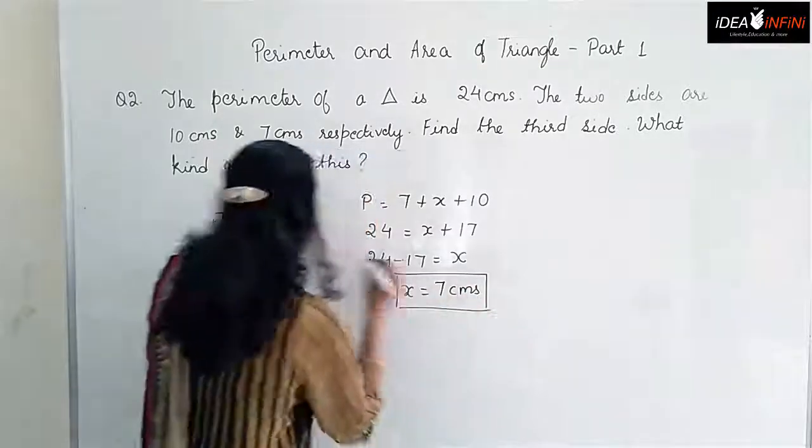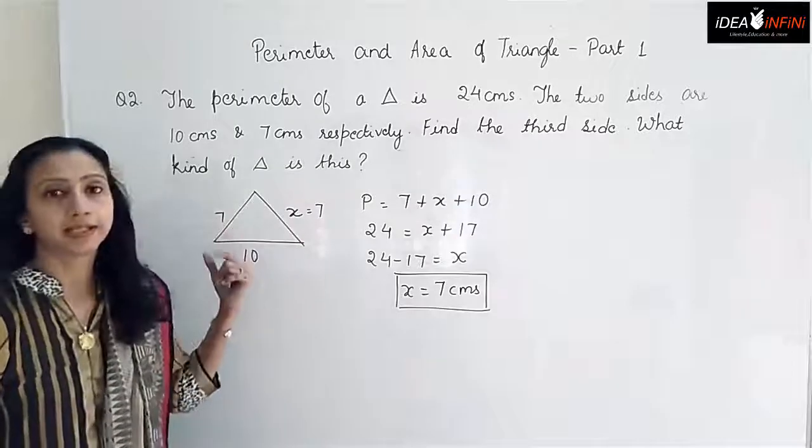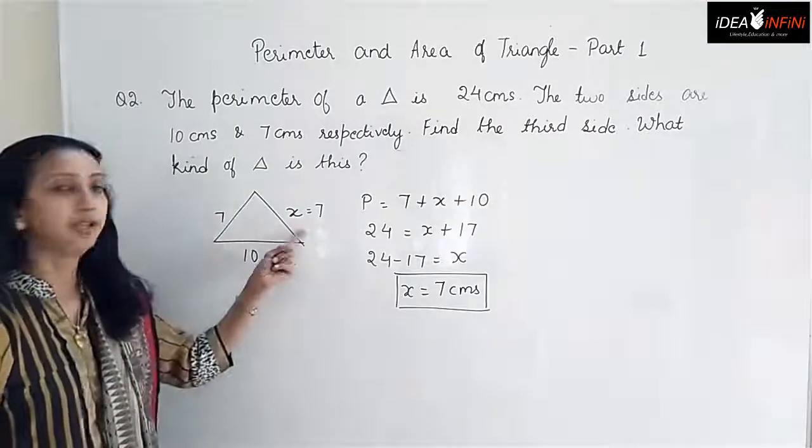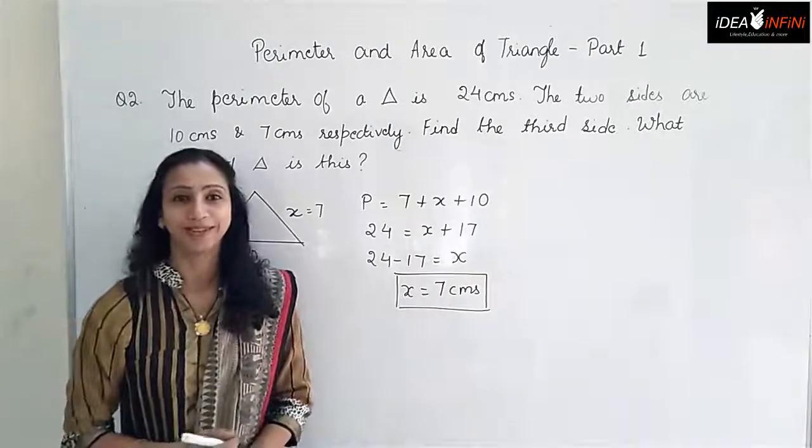That means the third side is 7. And here if we see, the two sides are now equal. This is also 7 and this is also 7. So it's an isosceles triangle.